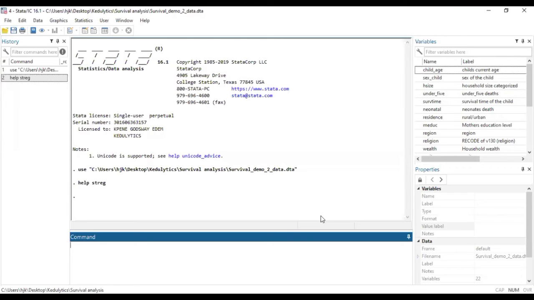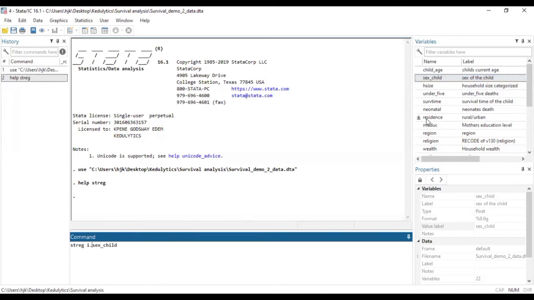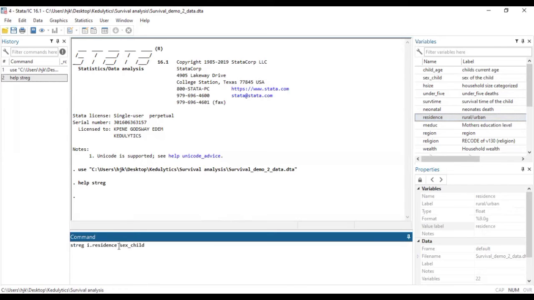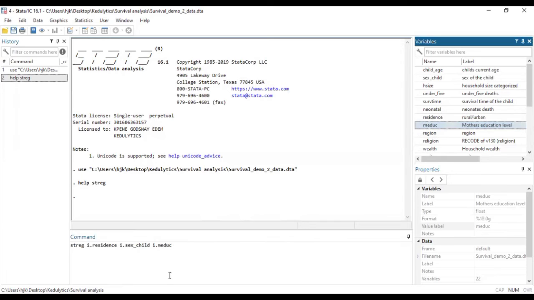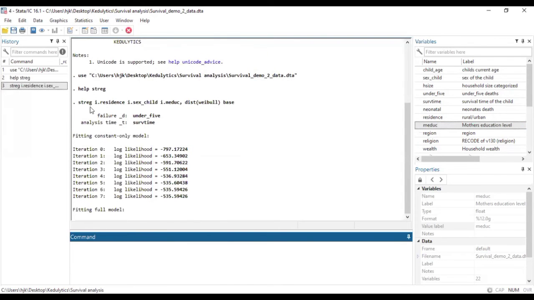To run that, the code you need is streg. Then you type your variables. We are interested in the sex of the child. We're also interested in the residence, i.residence, and i.emedic. I think we end there. Then we add distribution. You can add dist or distribution in full. And then we type in Weibull. And we want it to present to us the base level. So we click on it, and then it starts running.